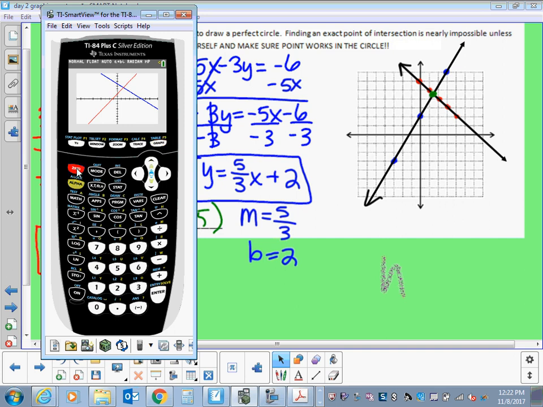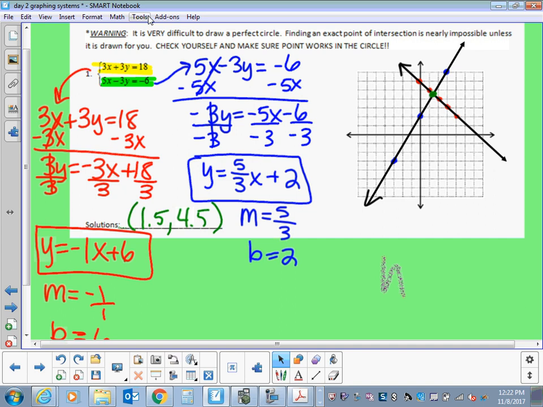Okay, so I'm going to do second trace. I want the intersection, so that's 5. Oh, we're right. 1.5 and 4.5. That's my intersection. My solution.